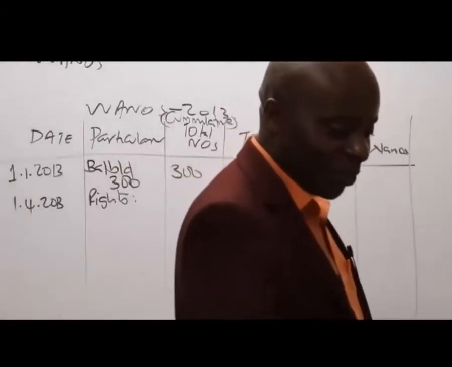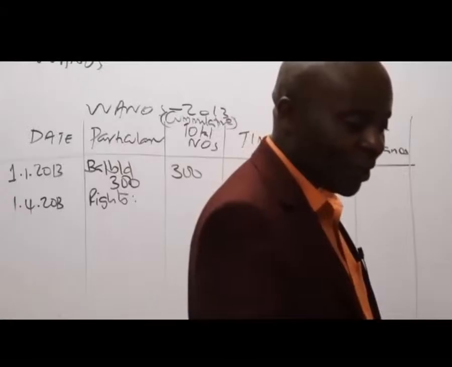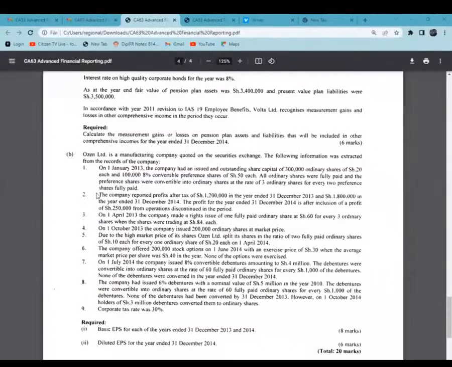1:3. Usiponiongelesha leo na vile nimeona mko smart. Umesema on 1st April 2013 the company made a rights issue of 1 fully paid ordinary share at 60 for every 3 ordinary shares when the shares were trading at 84.